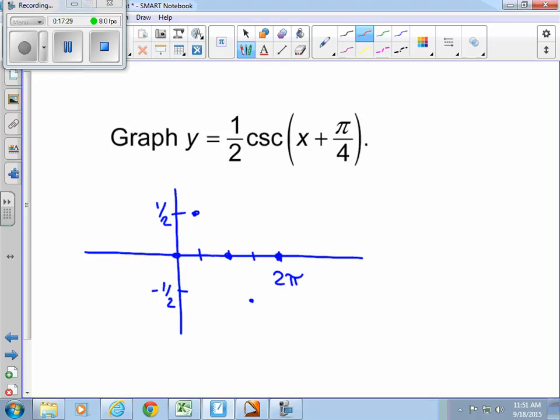Is everyone okay with how they do that? This is pi, so that's pi over 2. Half pi over 2 is pi over 4. Throw some extra tick marks. And moving left pi over 4. So I'm going to pick each one of those points up and move it left pi over 4.